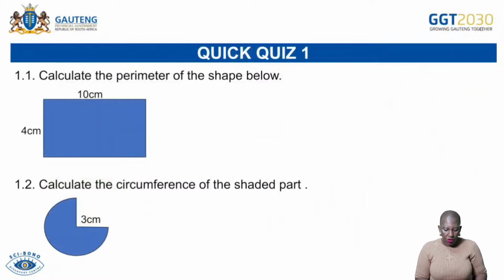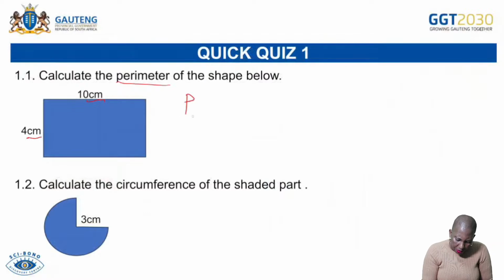Now let's quickly do the quiz. It says calculate the perimeter of the shape. This one, I'm going to do it quickly because I have already explained. Step number one, you check, are the units the same? It's centimeter, centimeter. And then they say I must calculate the perimeter. So the perimeter, P, is equal to 2L plus 2B.